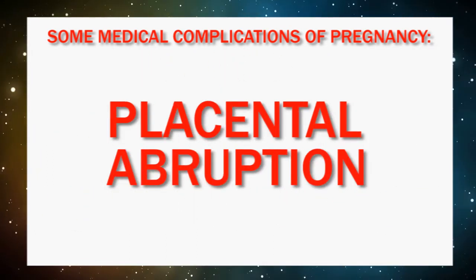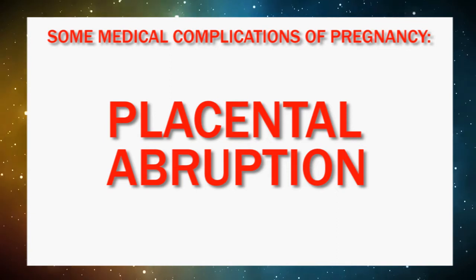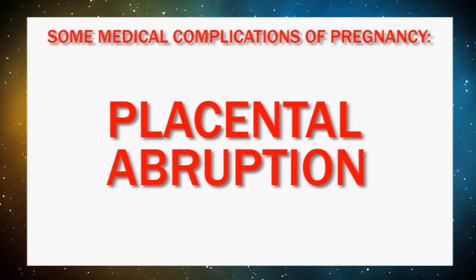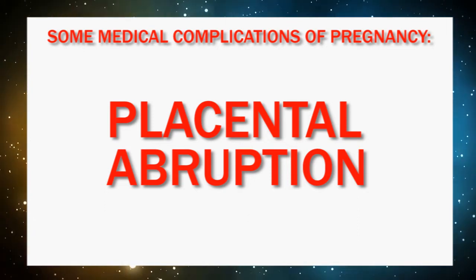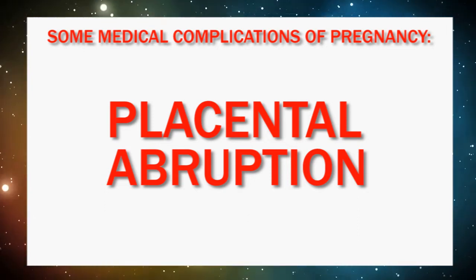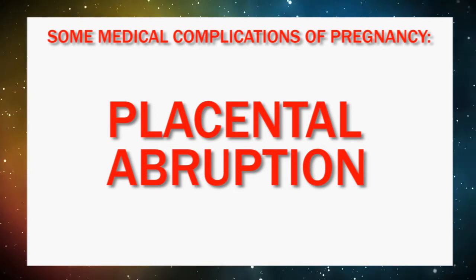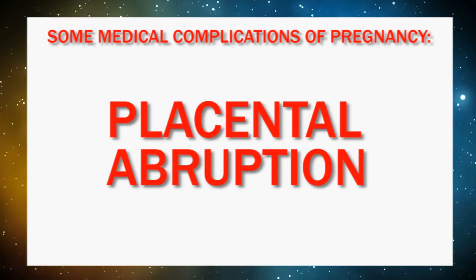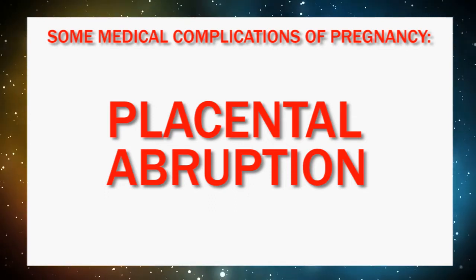Then we have placental abruption. Placental abruption means that there's a detachment of a normally located placenta. The placenta is detaching itself from the uterus. This is not good. A woman has contractions with splitting back pain when this occurs.